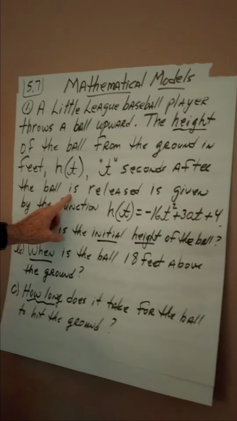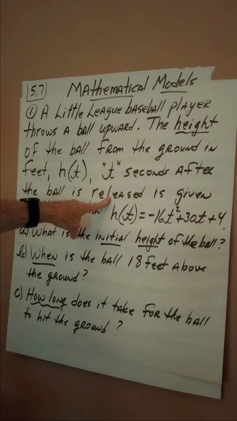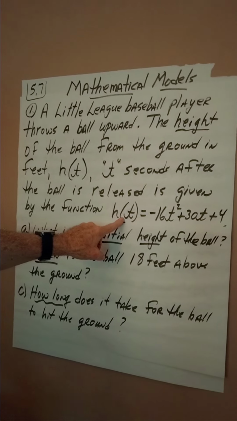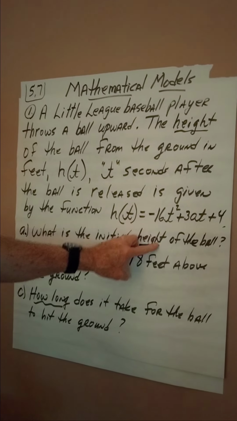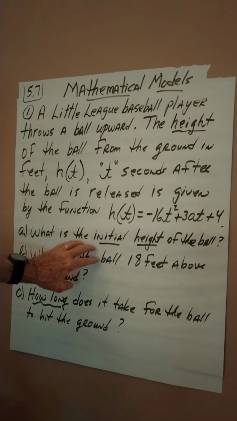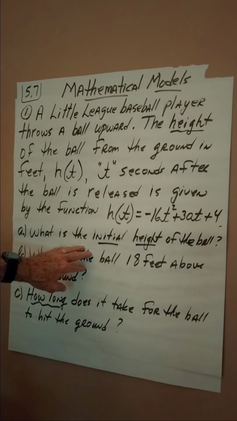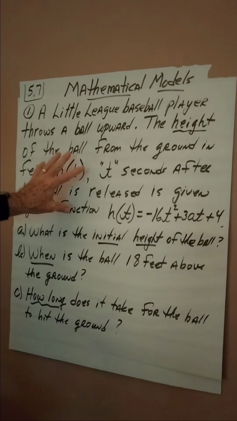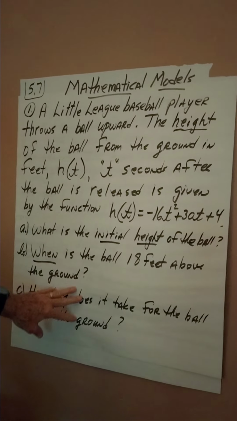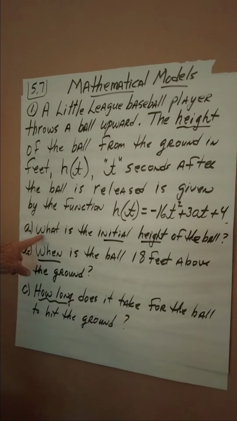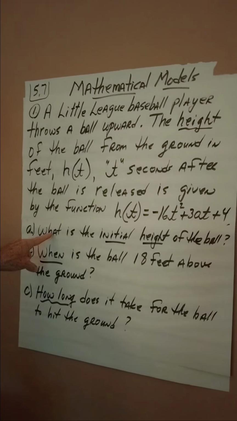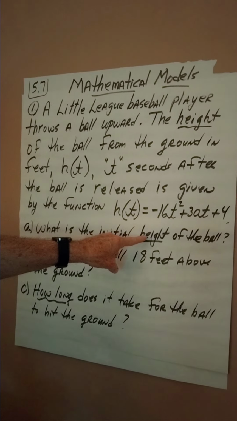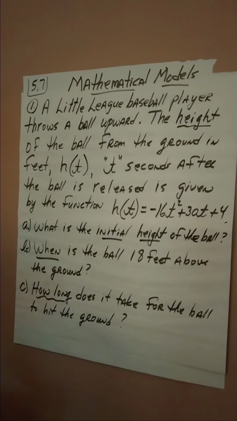T seconds after the ball is released is given by the function h of t is equal to negative 16t squared plus 30t plus 4. There is the data. Now, the questions. There will be 3 of them. Here's the first one. What is the initial height of the ball?